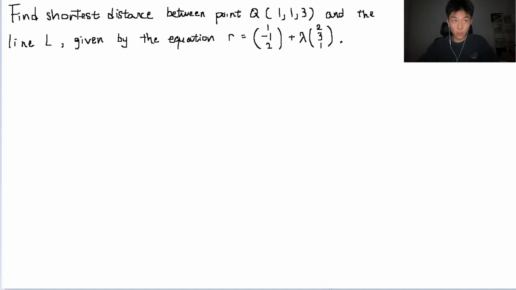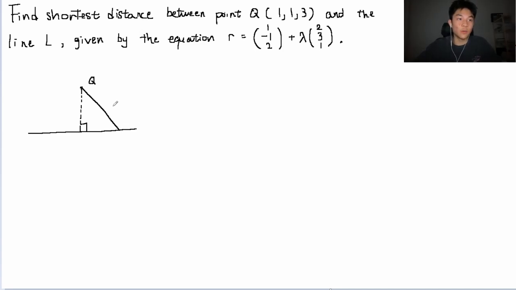Okay, so we're given a point Q, (1, 1, 3), and the line L, and we define the shortest distance. So let's draw this. Let's say I have my point Q here, and the line L. My shortest distance is always going to be the perpendicular distance. This is because if we have a line here, then this will become the hypotenuse of the triangle. So we know that this is always going to be larger.